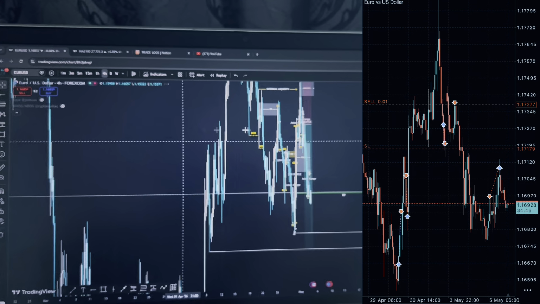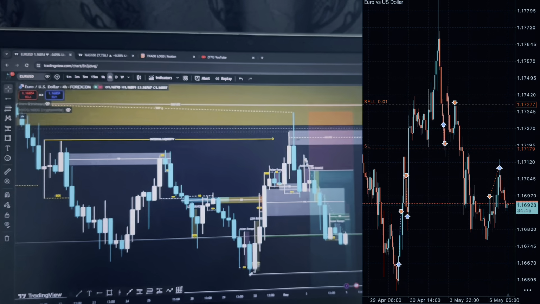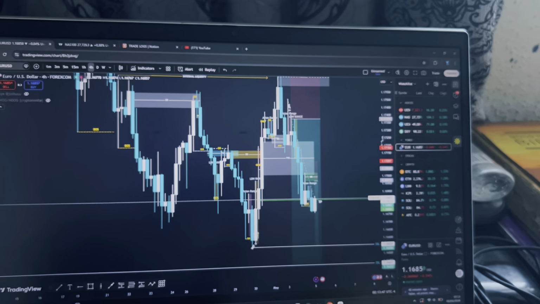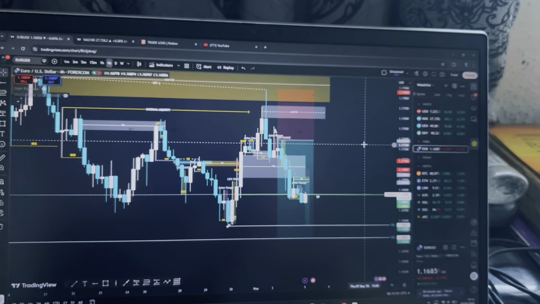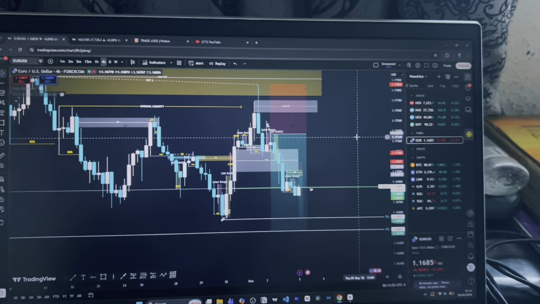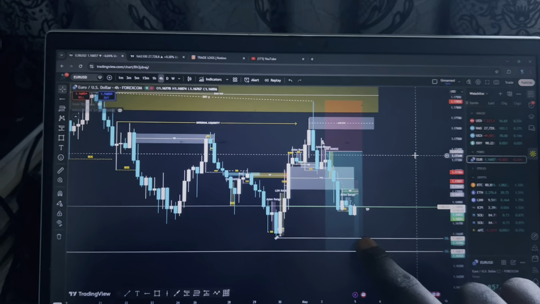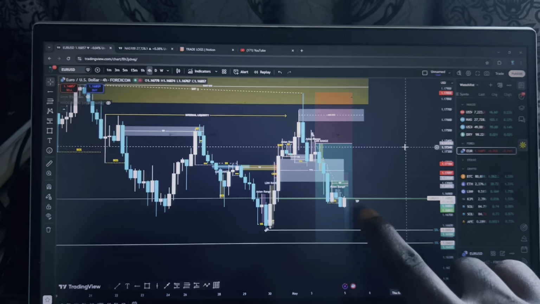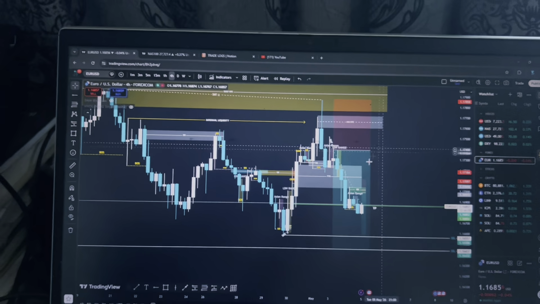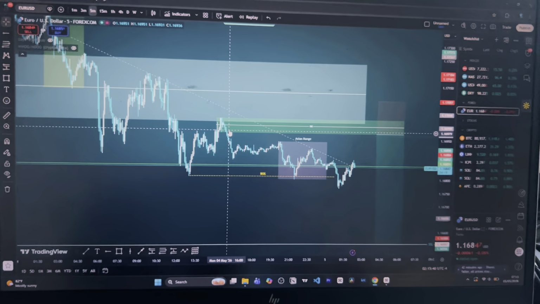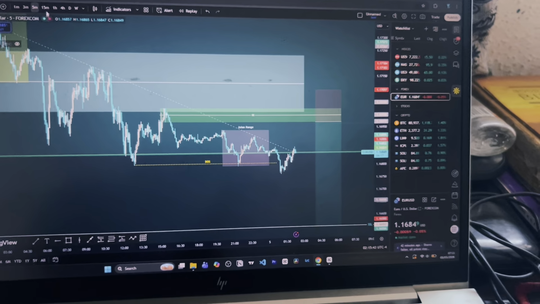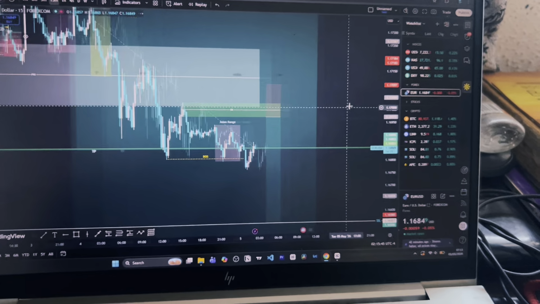Let me just go to the 4 hours time frame. I'm currently in a sell on Euro USD. It's not looking bad actually, but let's see how it ends. I'm going to be taking out, probably set break even here or trail stops here, but ultimately this low here is my TP.